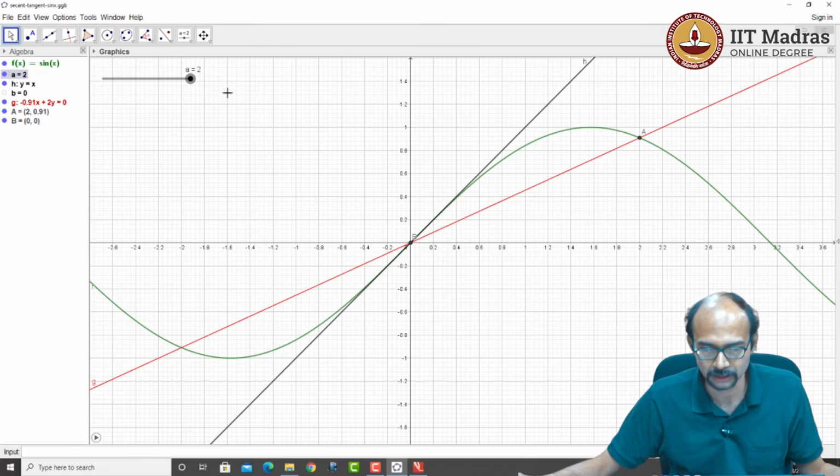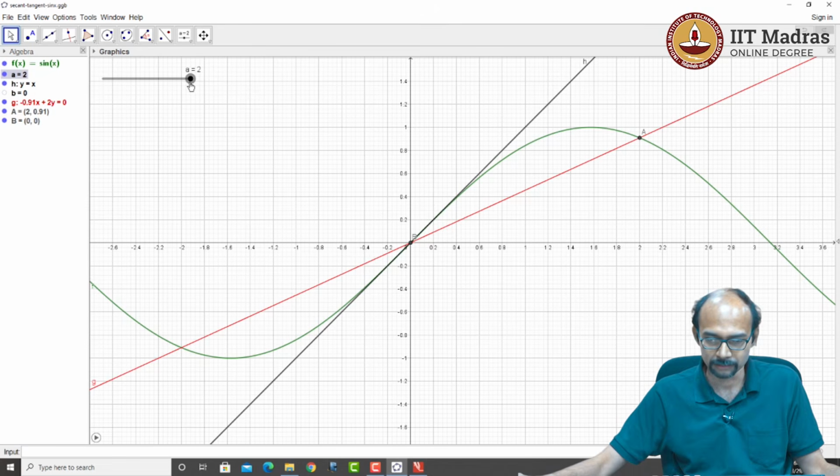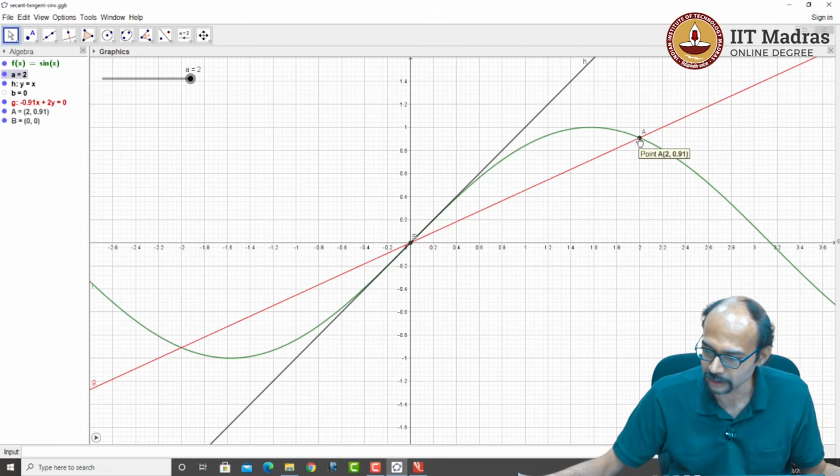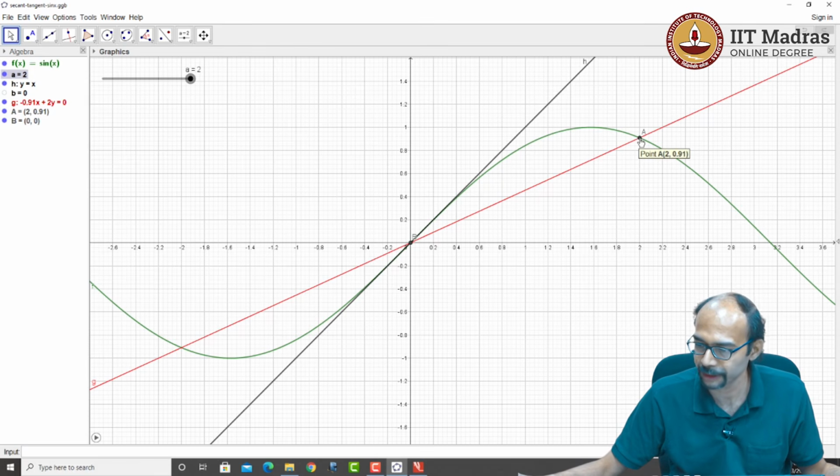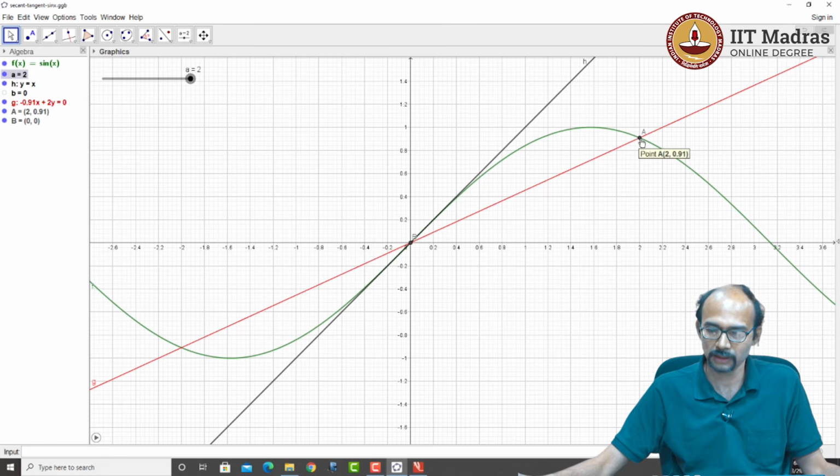I have started this from the point 2 comma 0.91. So the point capital A is your point a plus h comma f of a plus h. Here a plus h is 2, and sine of 2 is 0.91. Now we are going to vary h and bring it closer and closer to 0, so this point will come along the graph of the function.